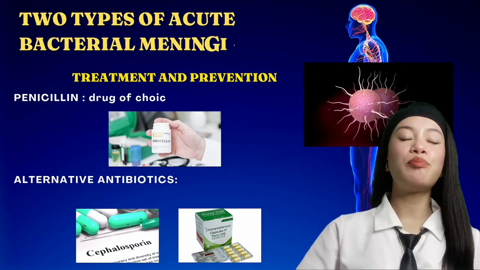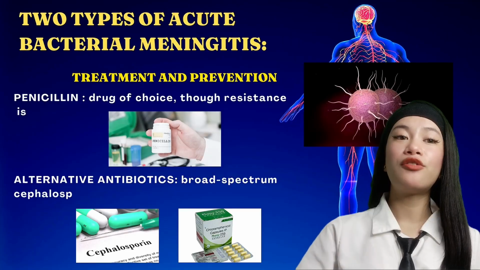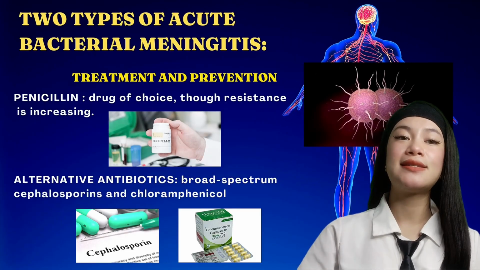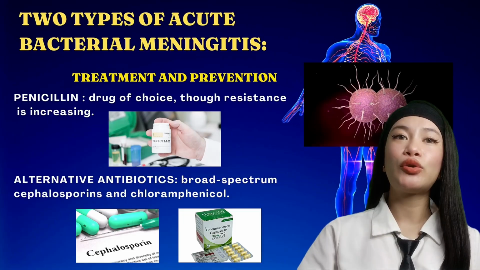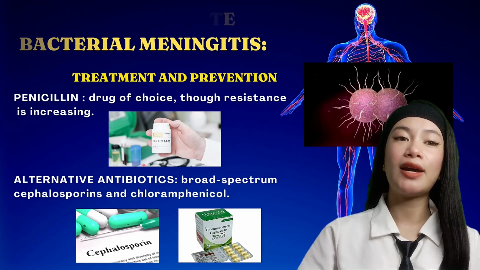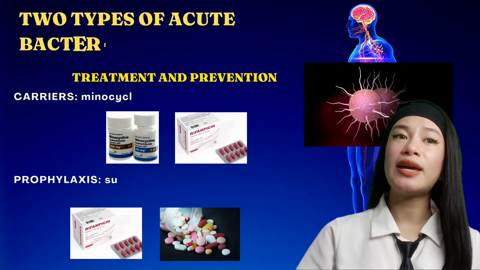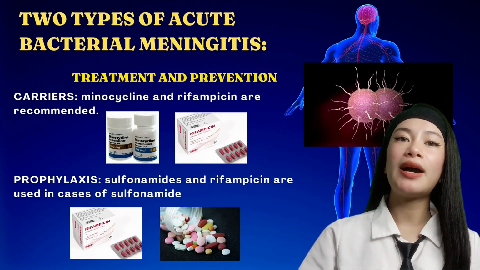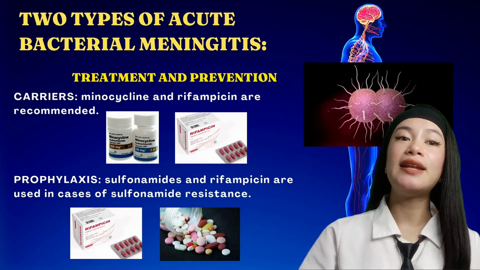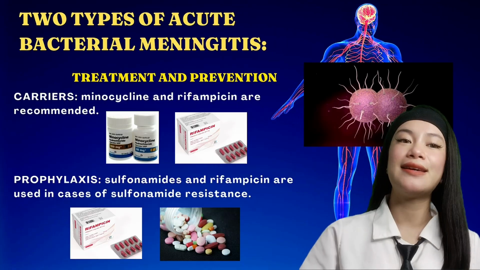For treatment and prevention, penicillin is the drug of choice, though resistance is increasing. Alternative antibiotics include broad-spectrum cephalosporin and chloramphenicol. For carriers, minocycline and rifampicin are recommended. For prophylaxis, sulfonamides and rifampicin are used in cases of sulfonamide resistance.